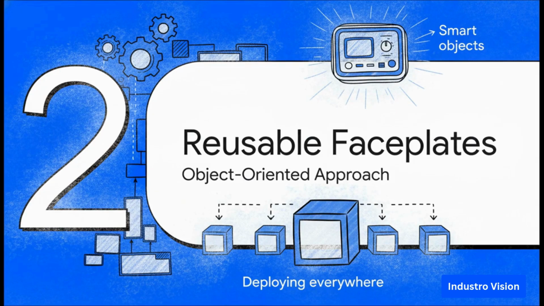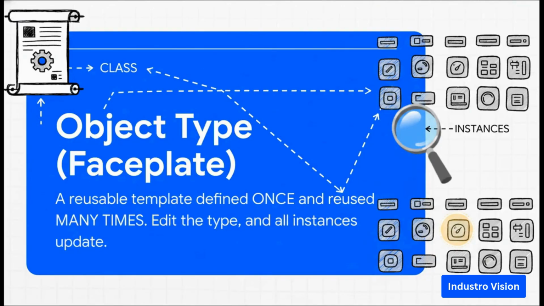All right, let's start building. First up, we're going to create the visual foundation of our smart object. Think of this as building the body of our component. This is the part we're going to design once and then reuse all over the place. So, the key idea here is something called an object type, which you'll probably know as a faceplate. And the whole concept is incredibly powerful. You define it one time and you can reuse it 1,000 times.